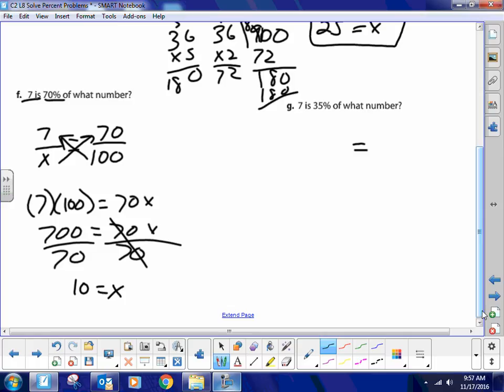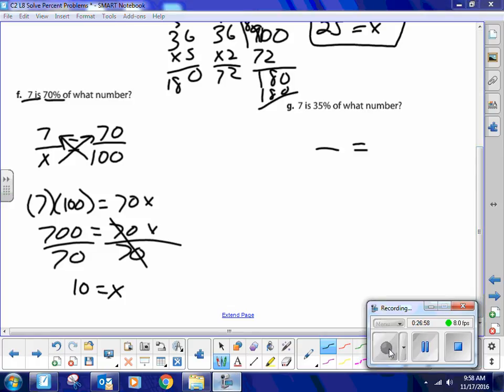Again, next problem is 7 is. That's a lovely sound. Sorry about that. That's such a lovely noise. That should wake you up, right? We know that we have 100 over here, right? We know the is. 7 is 35%. We know the percent. We don't know the of.